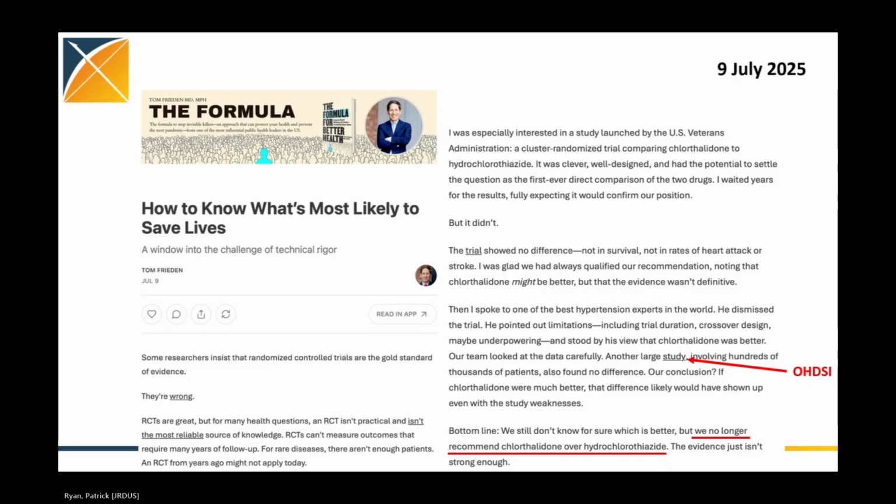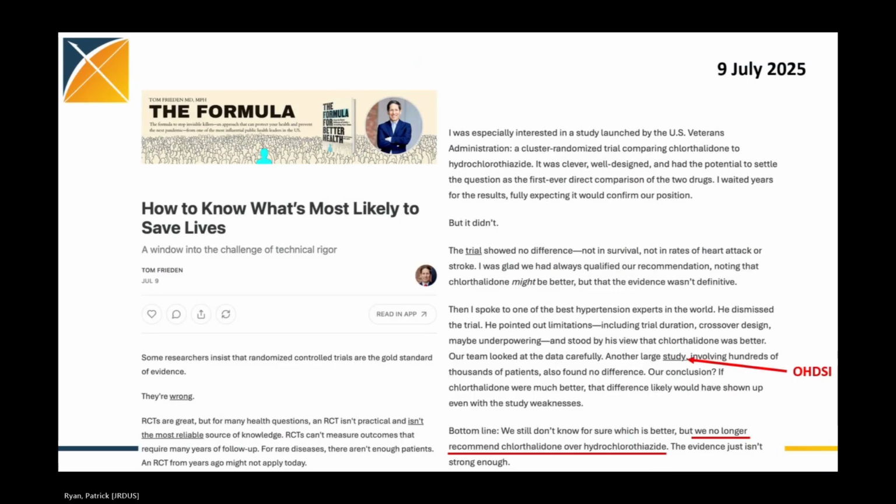And he makes reference to another large study that used hundreds of thousands of patients and found no difference. If the drug was much better, then it would have shown up even with study weaknesses. So the guy who basically said, we don't really trust this study, eventually said, you know what, enough's enough. We really should not be advocating for chlorothalidone as a preferred treatment over hydrochlorothiazide.